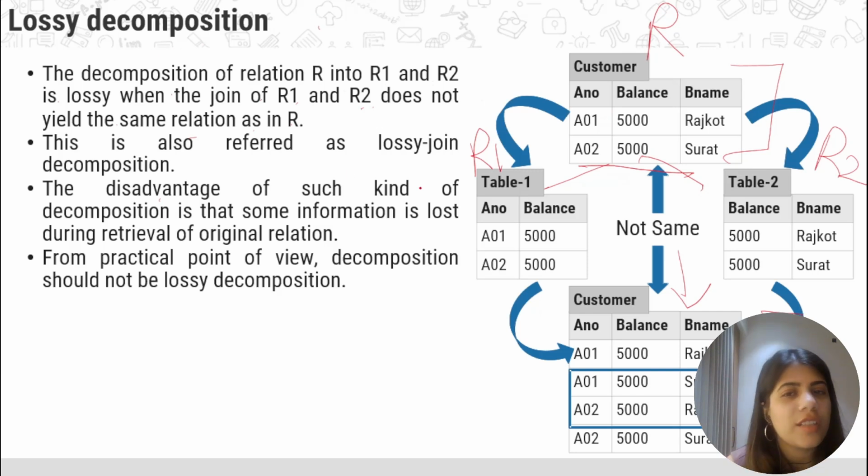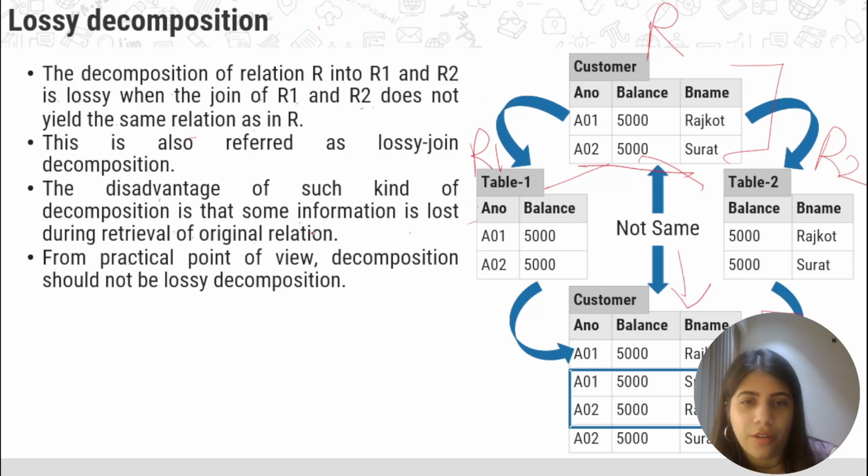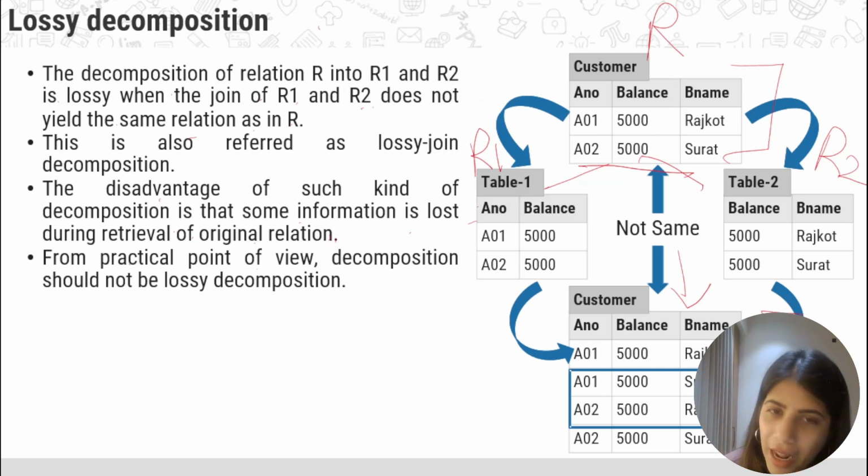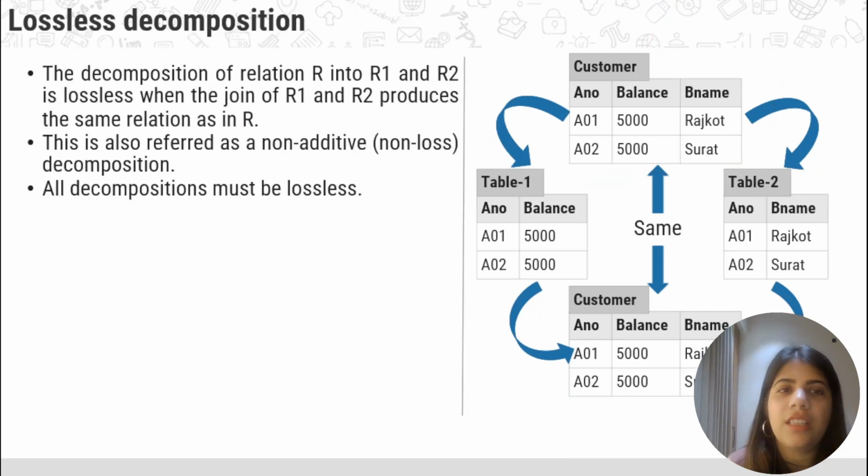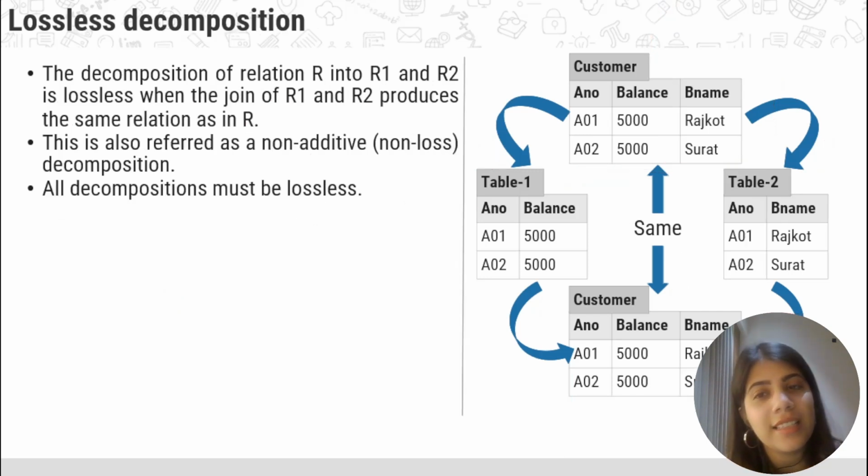The disadvantage of such kind of decomposition is that some information is lost during retrieval of the original relation. So from a practical point of view, decomposition should not be lossy decomposition, otherwise it would have no meaning at all. Right? Let's understand this now with the second one, lossless decomposition.